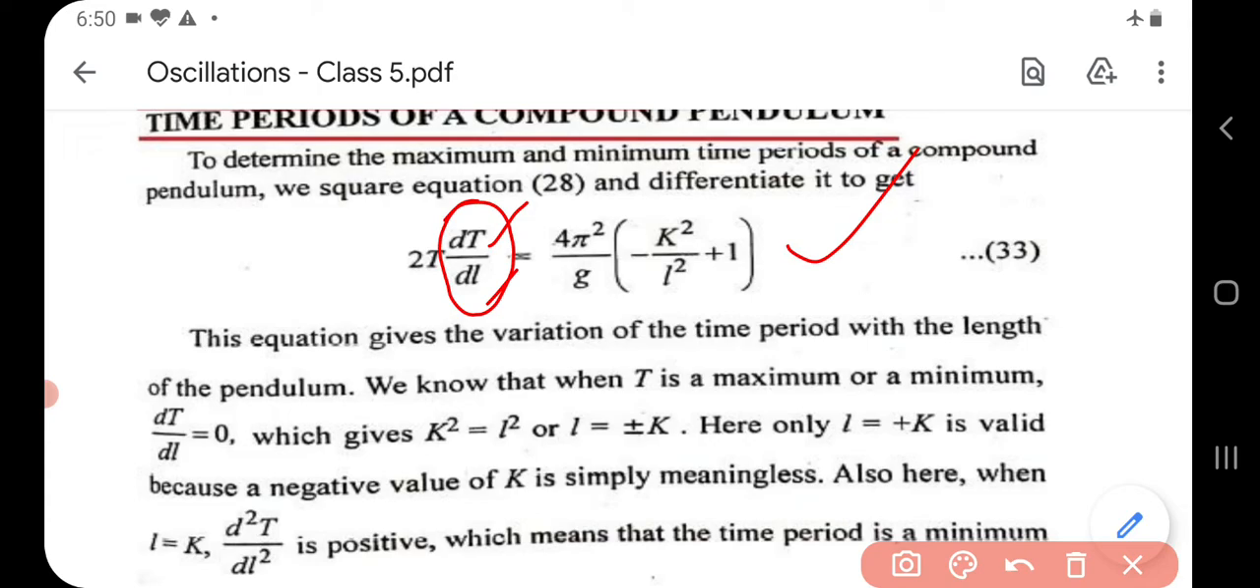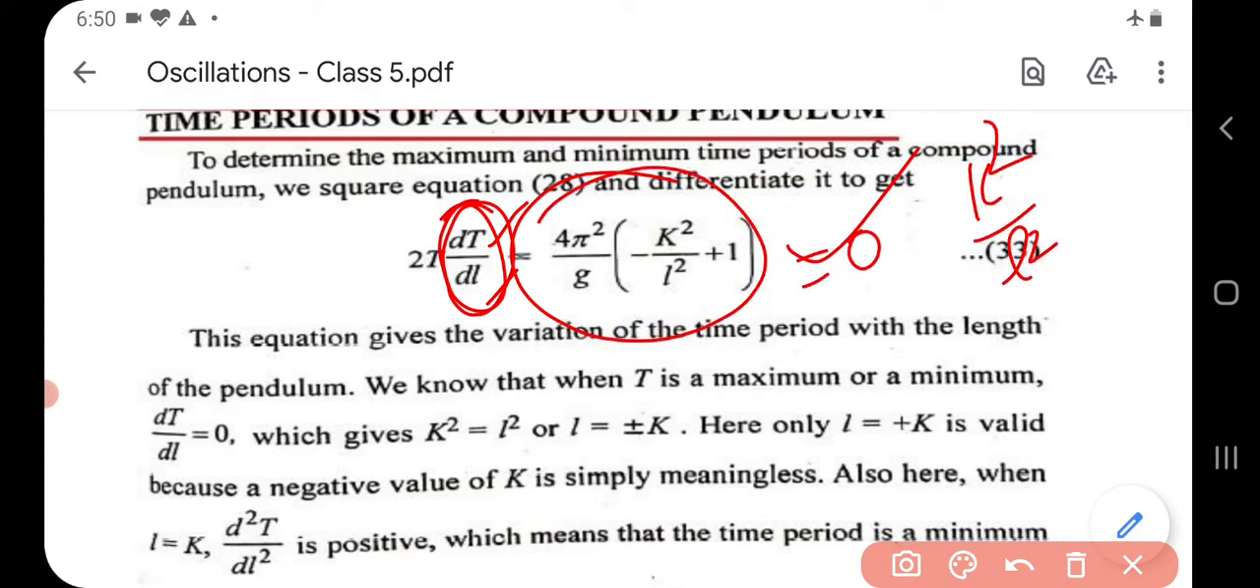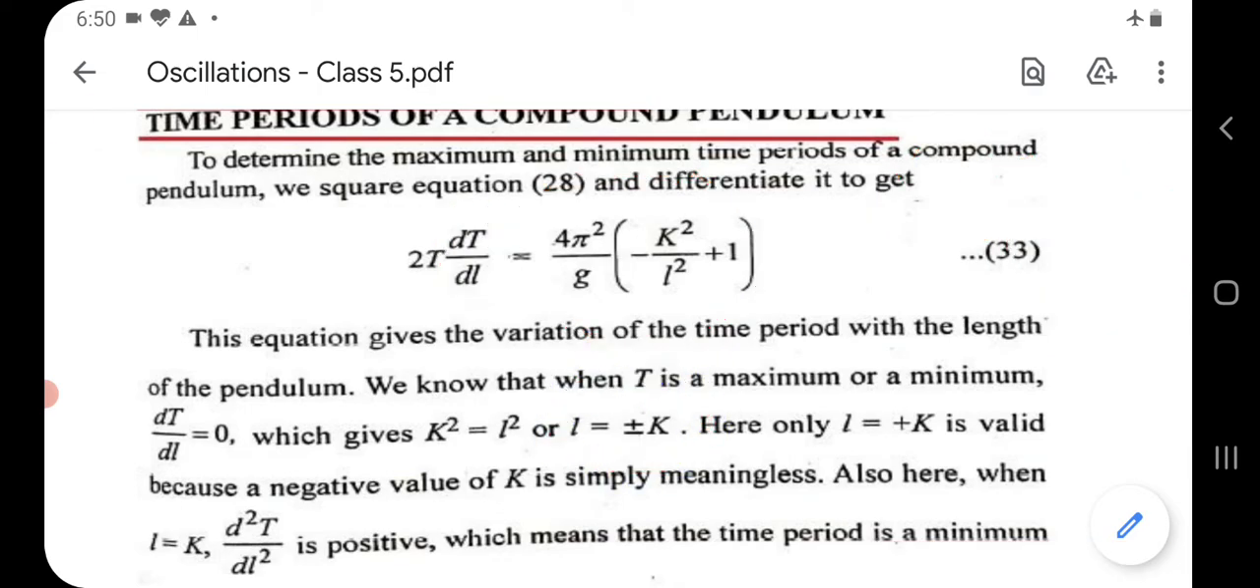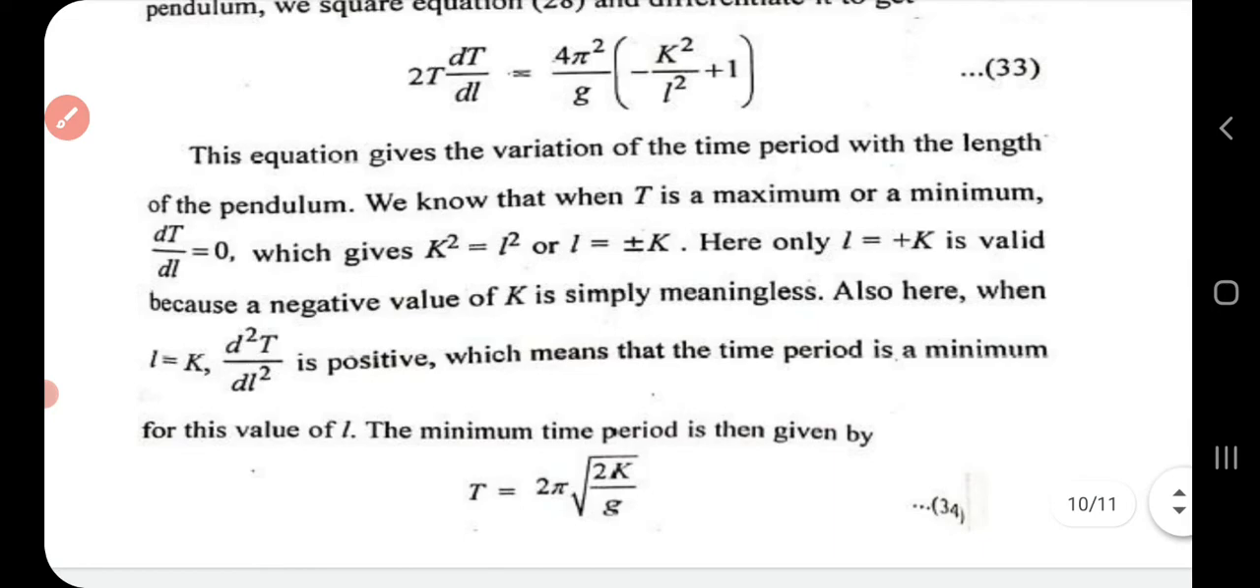When T is maximum or minimum, dT by dL will be 0, and that will give, if this is 0, then this expression will be 0. That is, k square by L square will be 1, or k square will be equal to L square, or L is equal to plus or minus k. Here we take only the positive value, that is L equal to plus k is valid, because a negative value is meaningless. Radius of gyration can never be negative.